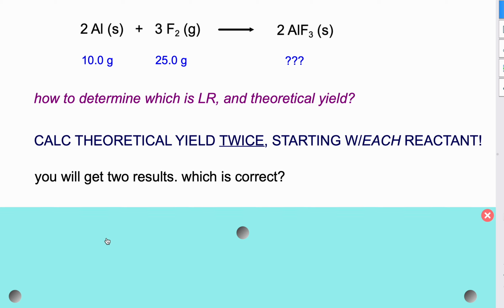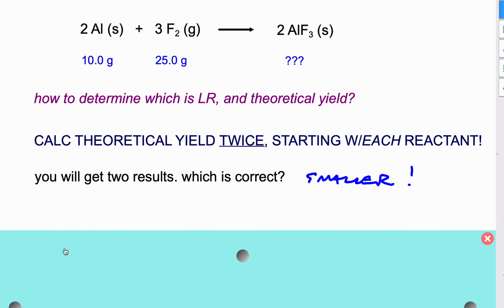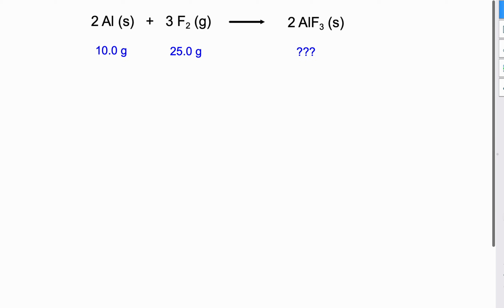Which of the 2 results is correct? Obviously, it will be the smaller one. Whichever of the 2 reactants predicts a lower theoretical yield must be the one that gets used up first and therefore is the limiting reactant. And the theoretical yield you calculate starting with that reactant will be the correct one. So let's demonstrate. I'm going to begin by calculating the theoretical yield starting with 10.0 grams of aluminum.